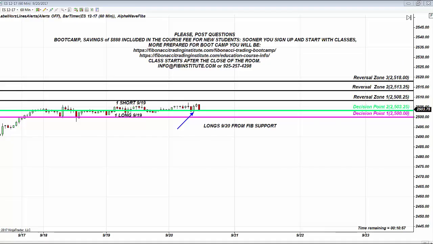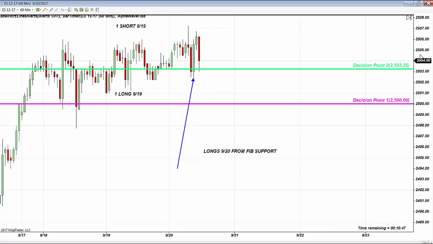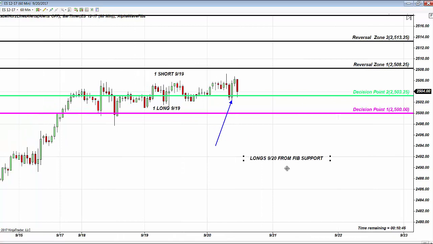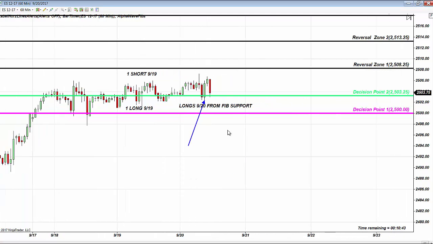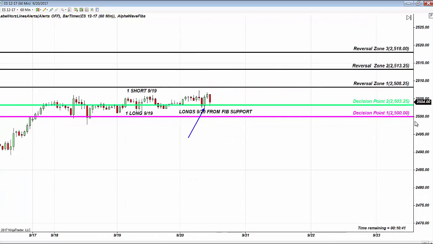Hello traders, Ala Peters on September 20th at 1:49 EST, 11 minutes before FOMC. Please take a look at proprietary Fibonacci levels and what to expect at the time of FOMC release.